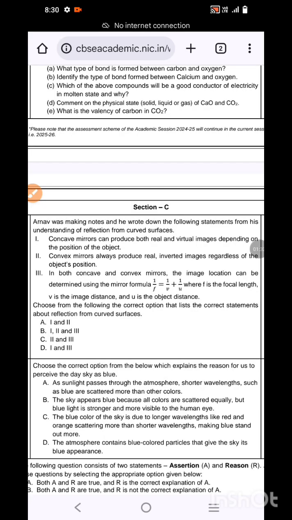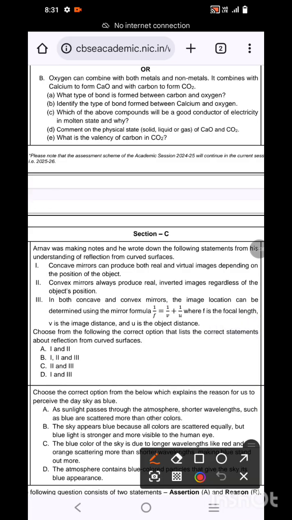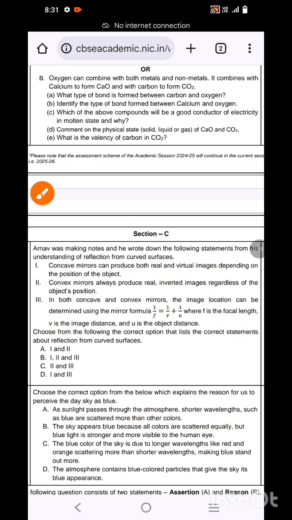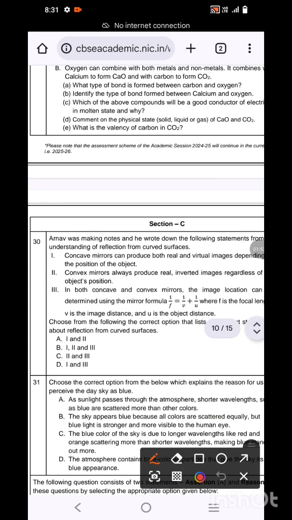This is also correct because we know in both concave and convex mirror the formula 1 by f equals 1 by v plus 1 by u. This is applicable irrespective of concave and convex mirror. So options 1 and 3 are the correct statements.